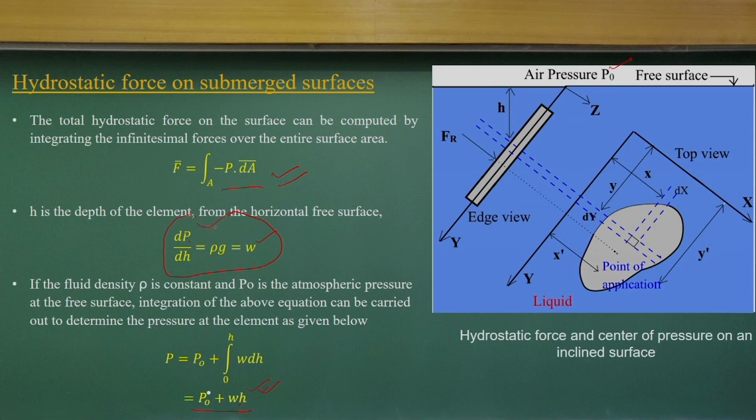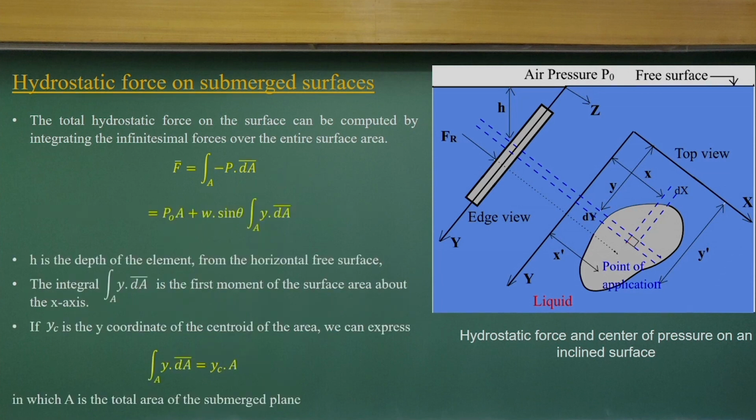If you just integrate these equations, you will get this part, which we are integrating from 0 to h to get the pressure at this elemental area of dA. Now, if I integrate this part, one component will come with atmospheric pressure times A, another component will be W sin theta y dA. Just resolving the components, you can get y into dA. What is y dA? Very simple: it is the first moment of the surface area about the x axis.